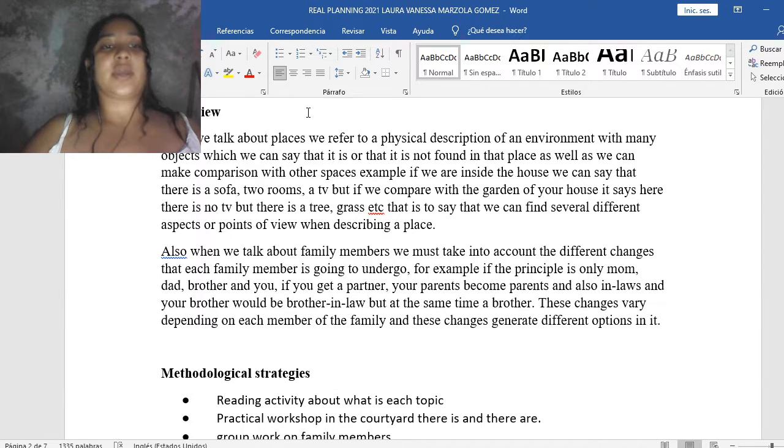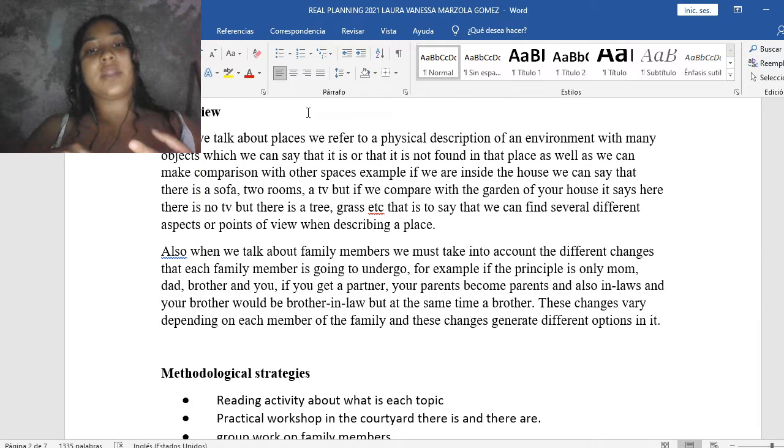The overview. When we talk about a place, we refer to a physical description, an environment with many objects which we can say there is or is not found in the place, and we can make comparisons with other spaces. For example, if we are inside the house, we can say there is a sofa. In my house there are two rooms, there are two beds, for example.